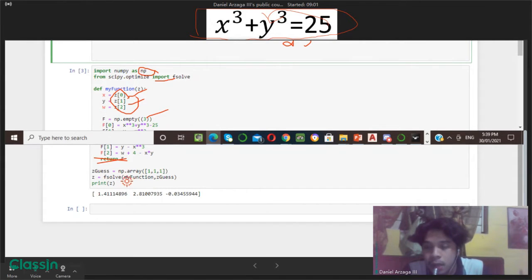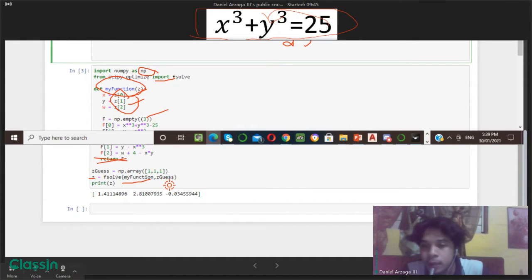zguess equals to np.array open parenthesis bracket 1 comma 1 comma 1 bracket close parenthesis. After nyan is gawa ka ng z equals to fsolve, tapos my function open parenthesis my function comma zguess close parenthesis. Ito yon yung my function, ito yon yung define na dinefine mo dito sa x, y, and z na mayroong z bracket 0, z bracket 1, z bracket 2.